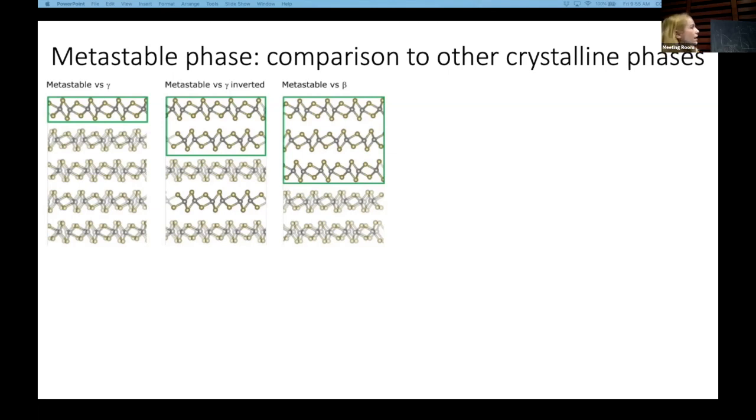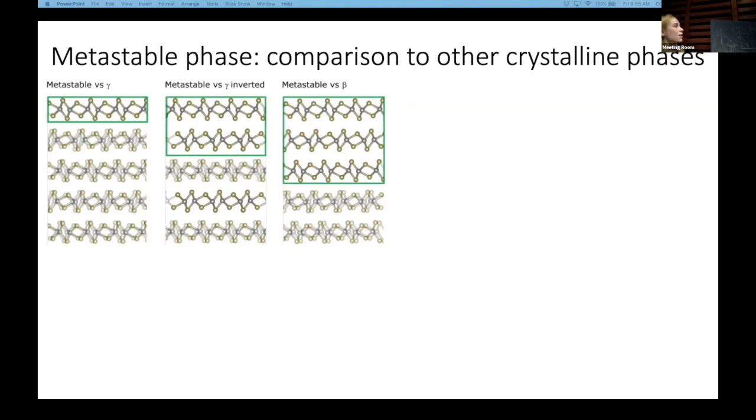The second panel is the metastable phase versus the inverted gamma. So basically the orthorhombic phase, but flipped over so that face A becomes face B. Here, the qualitative agreement extends to the top two layers. And then finally, we have the metastable phase compared to the beta structural phase, and the qualitative agreement is on three layers of tungsten ditelluride.